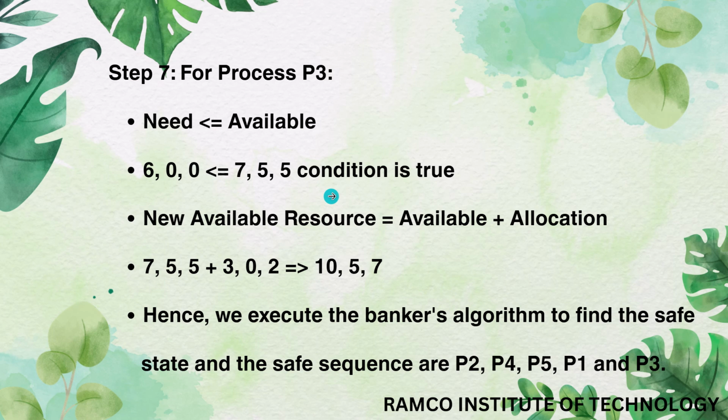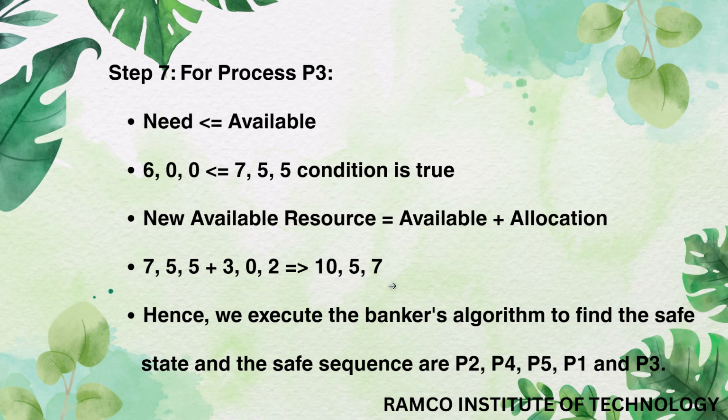In this stage we need to update the available resources. So here the current available is 7 5 5, the allocation of P3 is 3 0 2. So already I told that the allocation of the particular process can be taken from the input values. So here the new available resources are 10, 5, 5. So these are the last updated available resources.